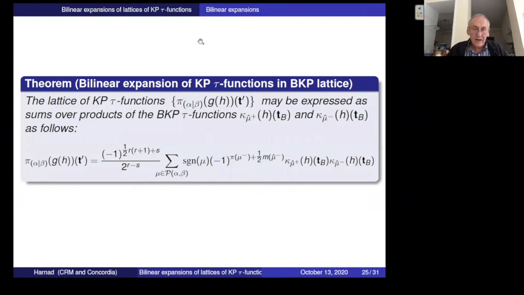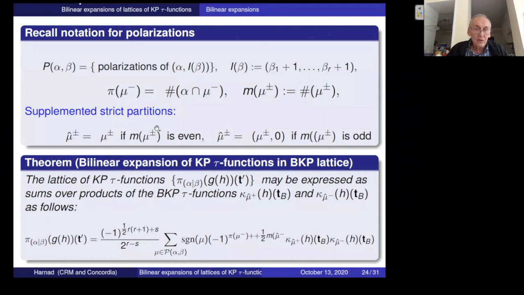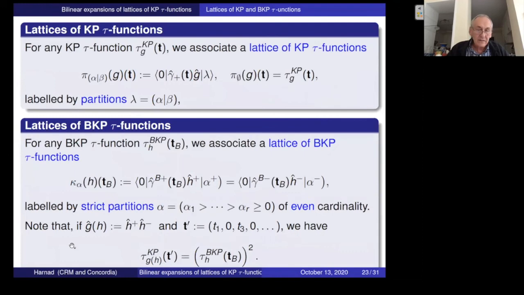You have this lattice of KP tau functions labeled by partitions, of course, all with group elements constructed in this special way, multiplying two orthogonal group elements together. So you don't take an arbitrary group element, you take the product of a plus copy of H, which is orthogonal, and a minus copy of H, and use that as your group element.